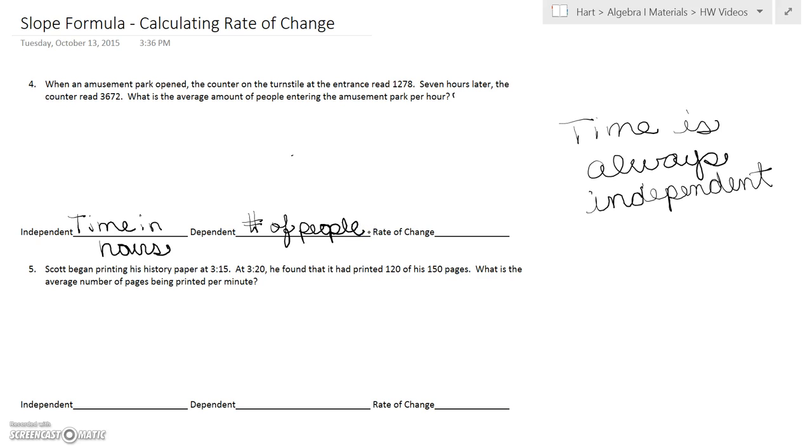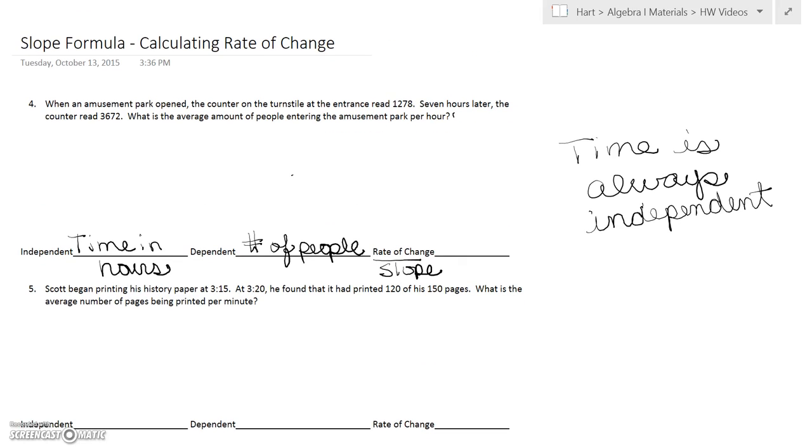Okay, so to find the rate of change, which is the same thing as slope, we need to come up with 2 points. So one of our points is when they opened the amusement park, the time would be 0 hours, and the number of people would be 1,278. And then we need another point, and that says 7 hours later, so we'd have 7, and then 3,672.